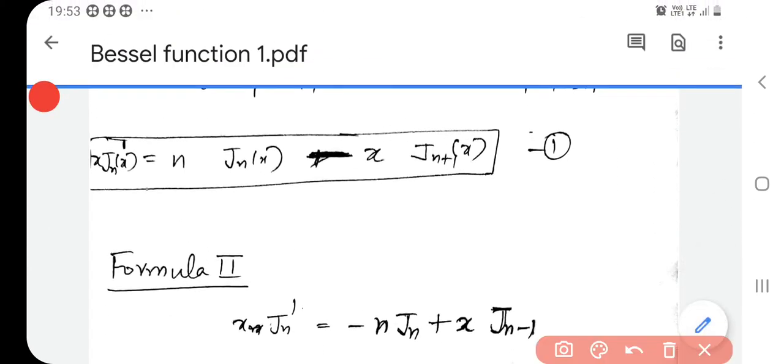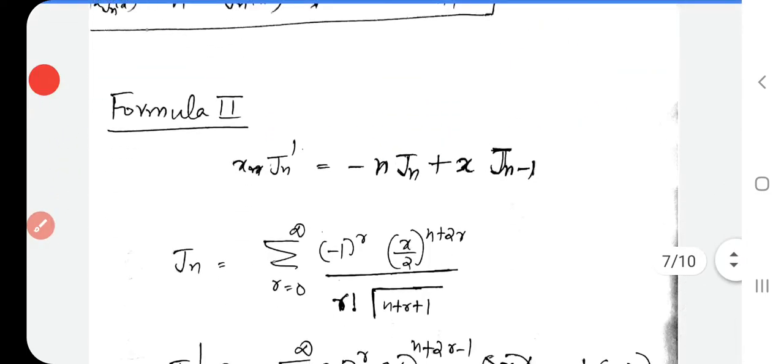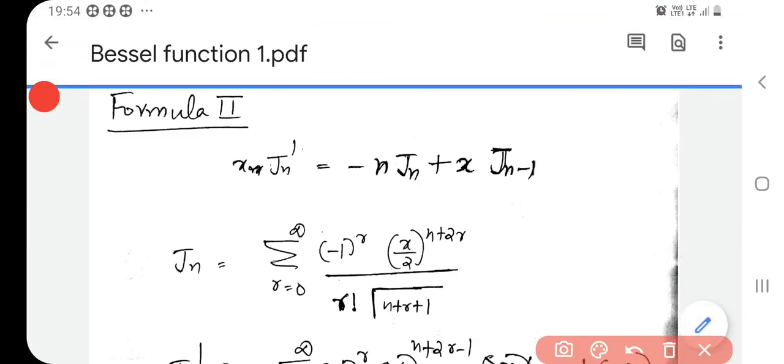So this is our first recurrence relation. Then formula 2, the second recurrence relation. The second relation is again a formula for x j n prime of x.